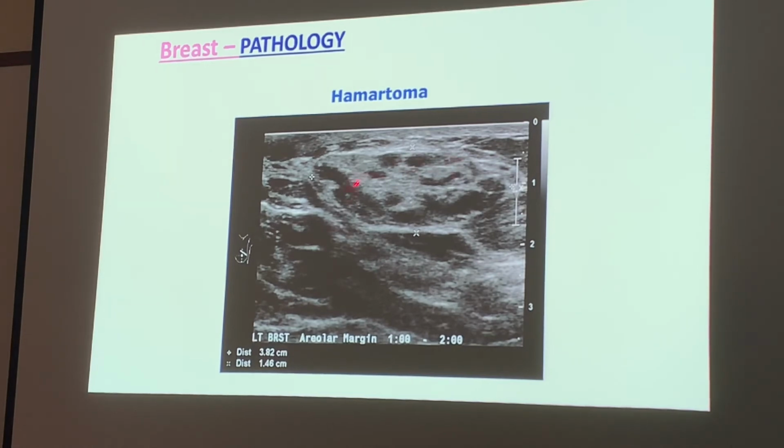And here goes an image of a hamartoma right here. See how it has both cystic and solid components? Mostly solid. Image of a hamartoma right there.